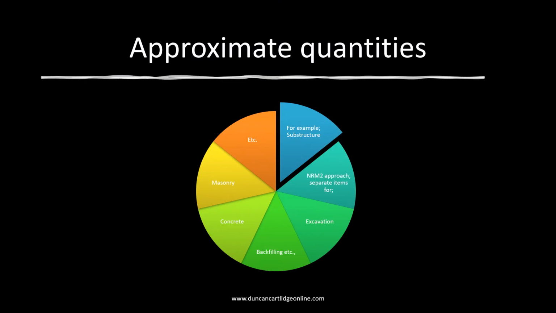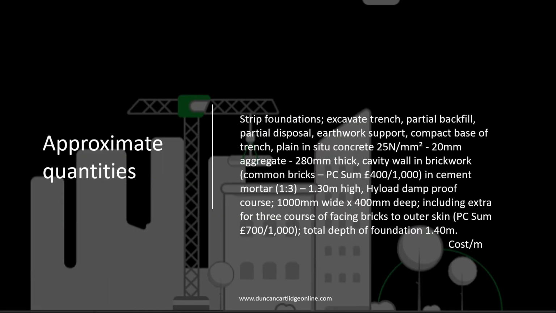For example, when measuring substructure, the following items would normally be measured and priced separately. When measuring approximate quantities, a composite description is composed as illustrated here, and in the case of foundations, the length of the substructure is calculated in linear meters.